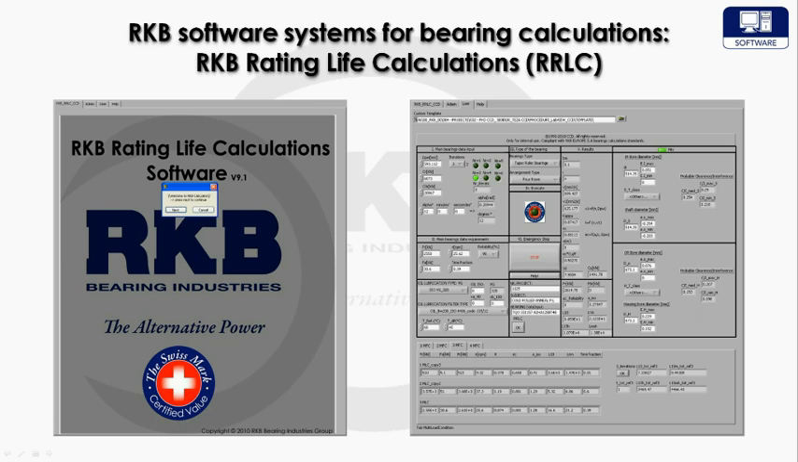Welcome to a new RKB Bearing Industries educational video where we show the functioning of one of the proprietary in-house developed software tools used by our technical department, the RRLC or RKB Rating Life Calculations, whose main objective is to provide users in a time-efficient and accurate way with consistent background of relevant data for the selection of bearing size in relation to the applied loads, lubricant influence, and the requirements regarding service life, reliability, and safety index following the rules defined by ISO 281 in the latest revision.